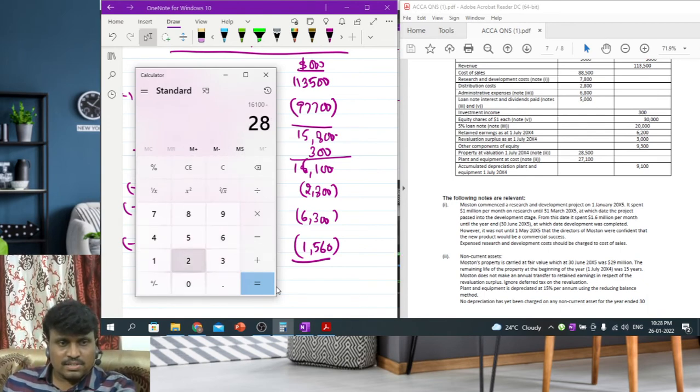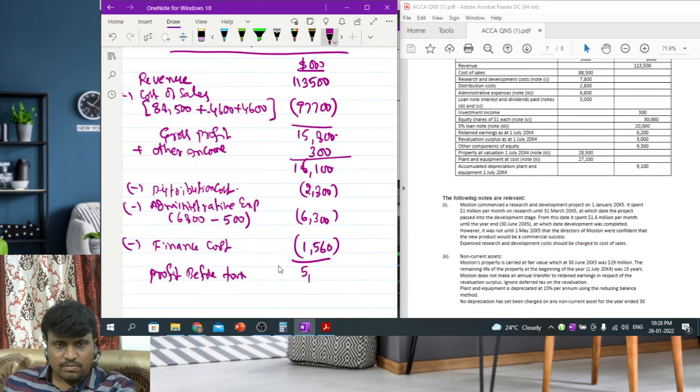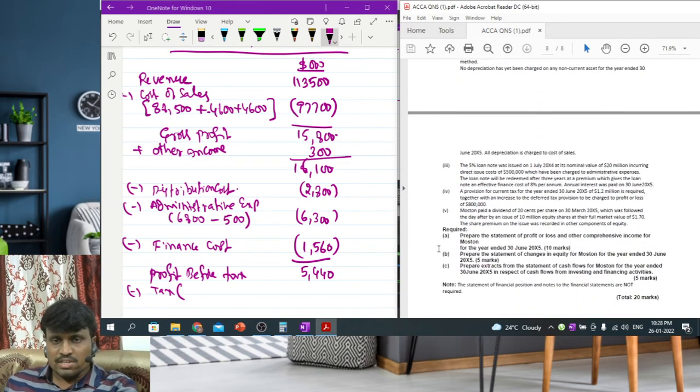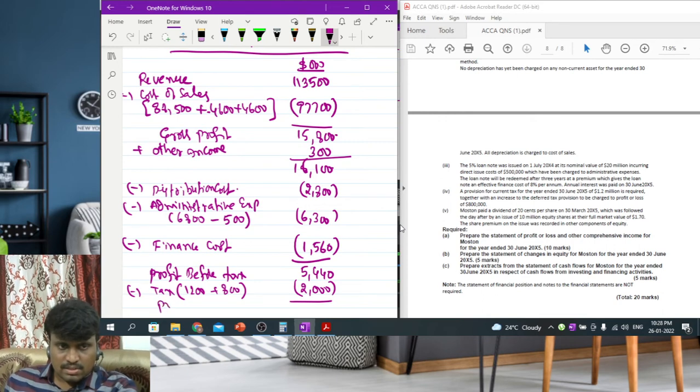16,100 minus 2,800 minus 6,300 minus 1560 equal to 5,440 plus tax. So here two taxes are there, income tax and deferred tax, right? So income tax is $1.2 million, nothing but 1,200 in thousands plus 800, nothing but 2,000. So this is profit after tax which is transferred to retained earnings. So 3,440.